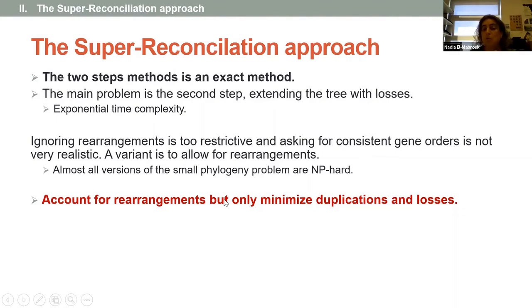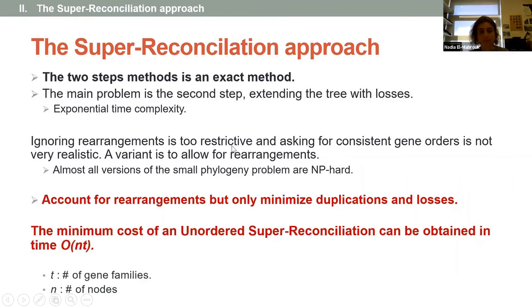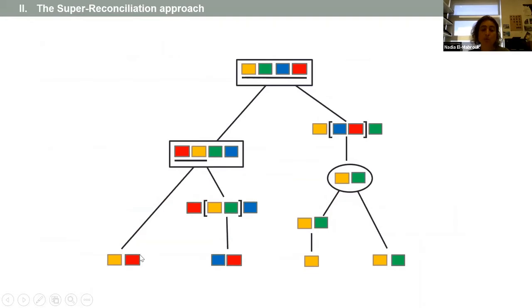So a variant would be to allow for rearrangements. Okay, but we know that almost all versions of the small phylogeny problem are NP hard. So one solution would be to account for rearrangement by still only minimizing duplication and losses. So we account for rearrangement, but we only minimize duplication and losses. So this can also be seen as ignoring gene order, actually. So for example, if we do that, we can infer this kind of history here.